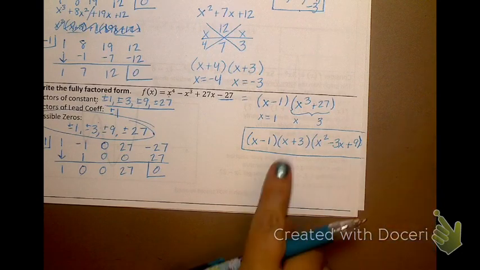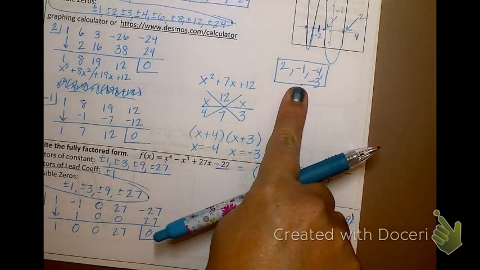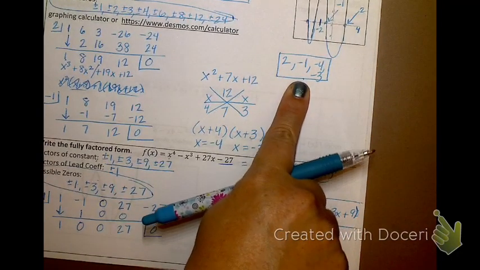Okay, so this is factored form. These are the actual answers you get from factored form. Those would be your zeros or your roots.